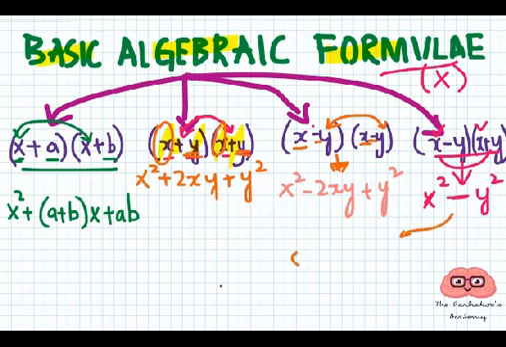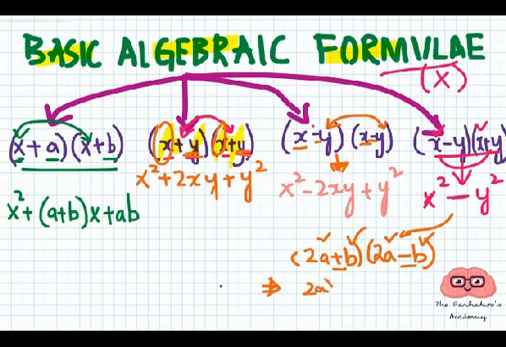For example, we have the brackets 2a plus b, 2a minus b. Here the first term in both is the same, the second term is also the same, but we have plus here and minus here, which are the opposite signs. The shortcut is to square the first term, which is 2a, minus the square of the second term, which is b, and just solve it. 4a squared minus b squared.